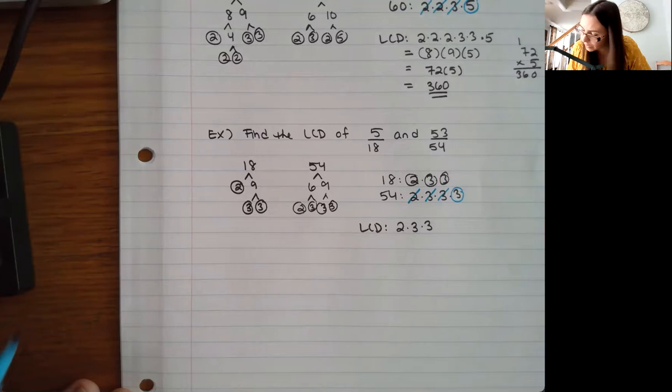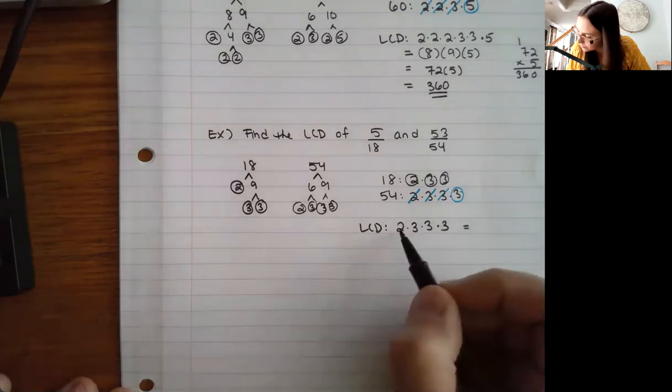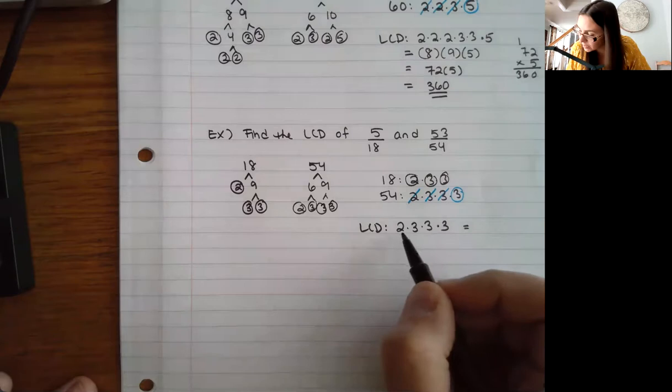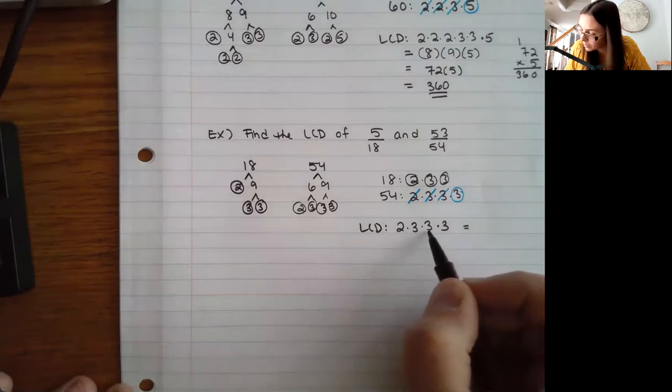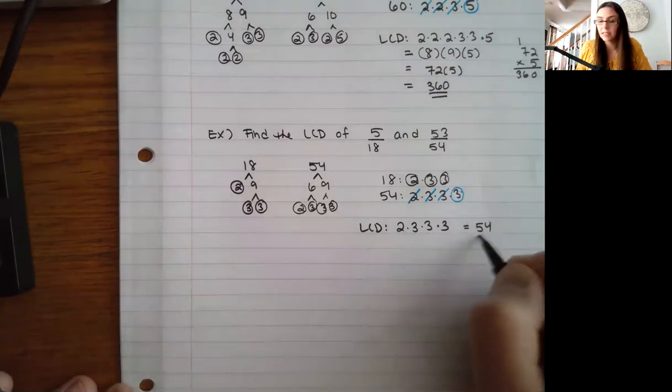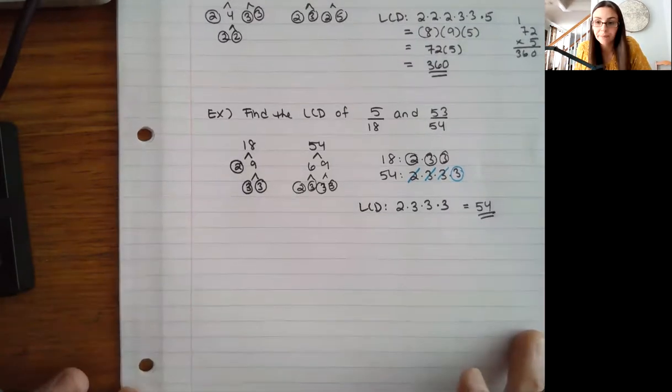And if I multiply this all out, I get, let's see, 2 times 3 is 6, times 3 is 18, times 3 is going to be 54. So my LCD here happens to be 54.